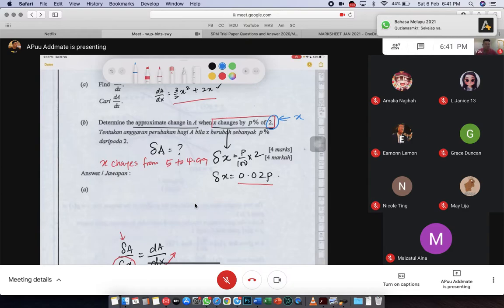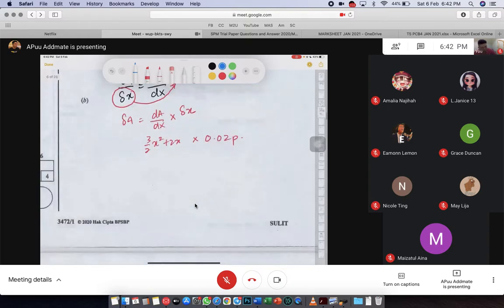Alright, so bila dia tahu x tu sama dengan 2, then kamu akan gantikan nilai x kat bawah tu sama dengan 2. So, artinya 3 over 2 times 2 square plus 2 times 2 and then times 0.02p. Okay, do me a favor, cuba kira apa jawapan kamu dapat sini. This one, kirakan, lepas tu darab dengan 0.02.